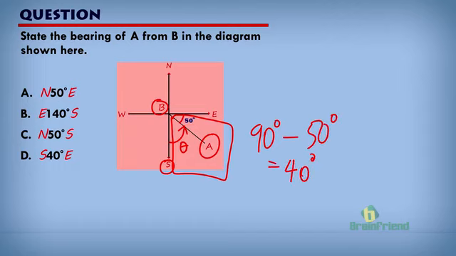So we know our bearing to be 40 degrees, but what is the exact position or direction? We said it is in between the south and the east. And how do we indicate that? We write that to be south, 40 degrees, and then east.